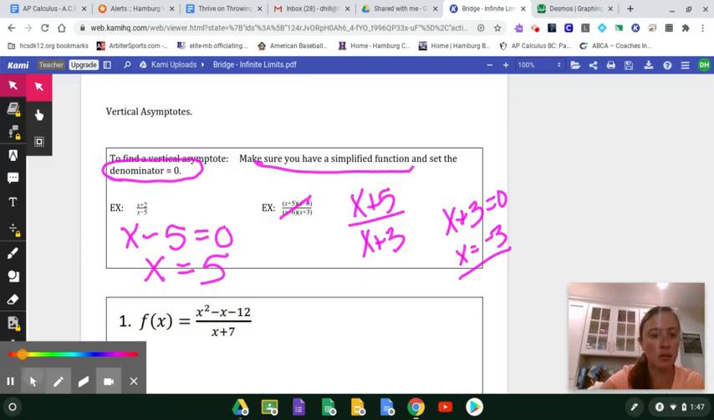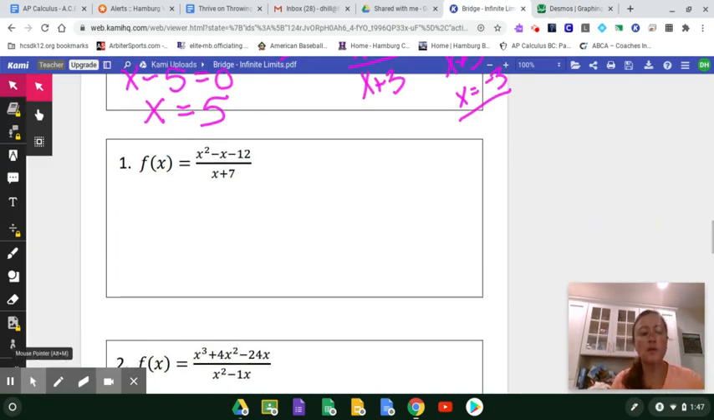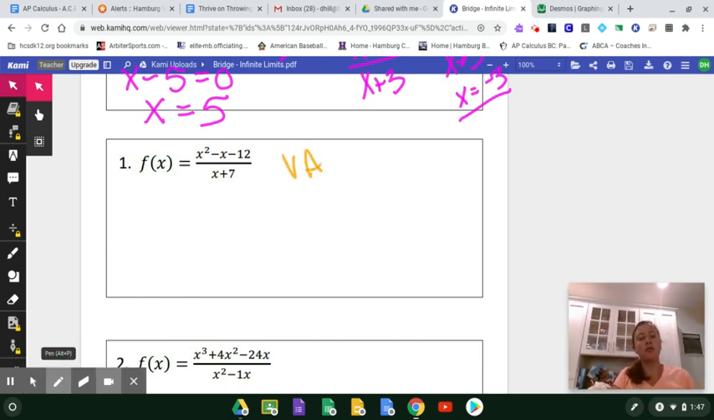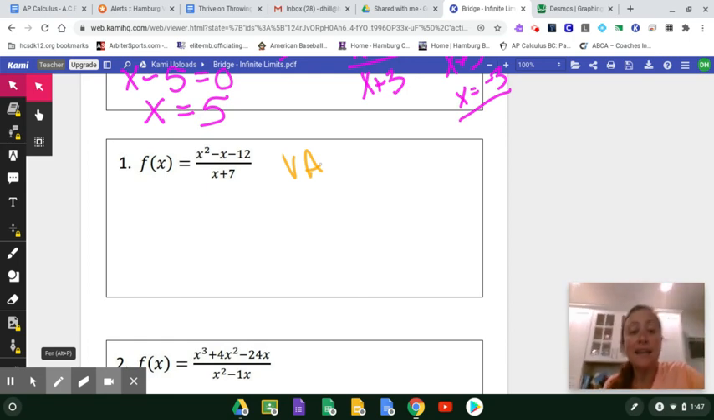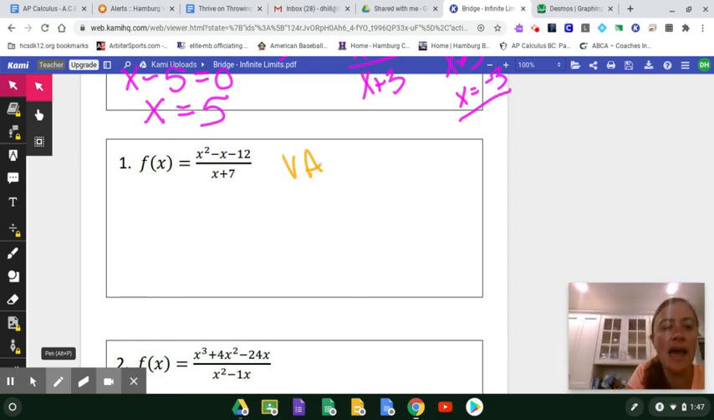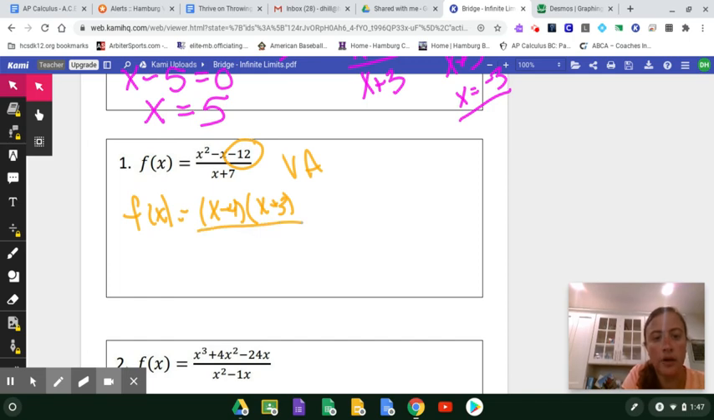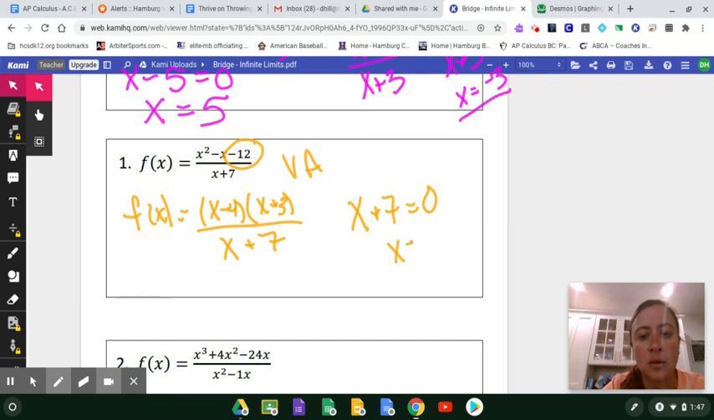So let's flip back and we'll try a couple of examples. Number 1: our question here is just find vertical asymptotes, and I'm going to abbreviate. You'll see me use VA all year, vertical asymptotes. So before I get excited and set the denominator equal to 0, I have to make sure that it is factored first. So I'm going to say this is x minus 4 and x plus 3. 4 times 3 makes 12. Signs should be different, and they add to negative 1, all over x plus 7. So there's nothing to cancel. So in this case, my vertical asymptote is just when that denominator equals 0. So I'm going to say it's at x equals negative 7.